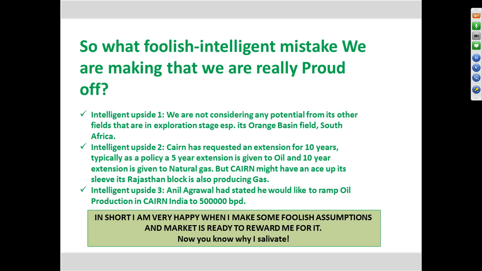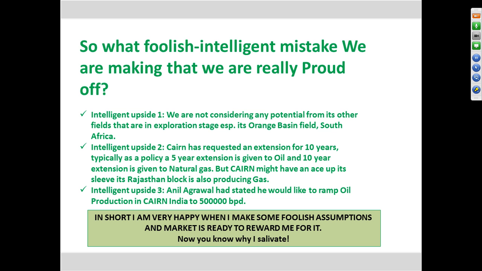Second, Cairn has requested an extension of 10 years. As I said at the start, typically oil companies have, as a policy, got 5-year extensions, and gas companies have got 10-year extensions. But the key reason Cairn India is asking for a 10-year extension is that they are also now producing gas from their Rajasthan asset, which they clearly want to double. So they have a good case to make to the ministry for a 10-year extension.